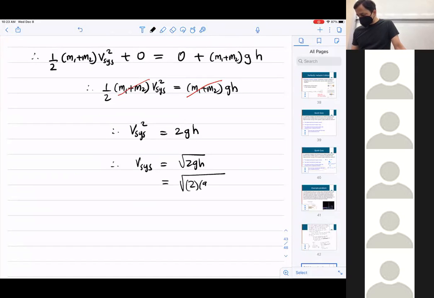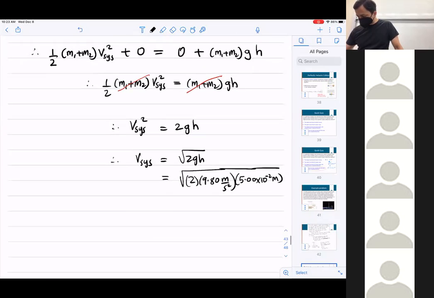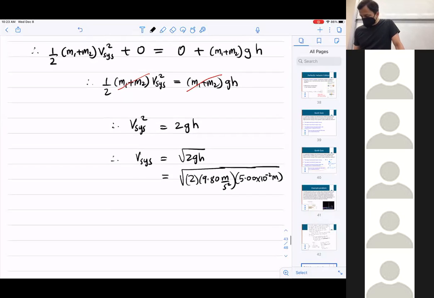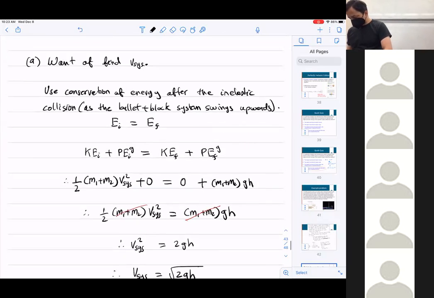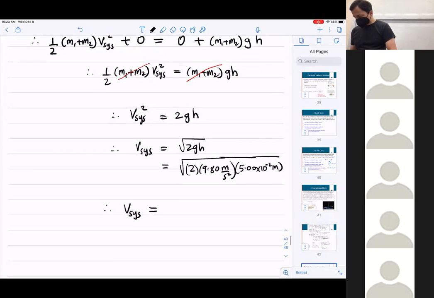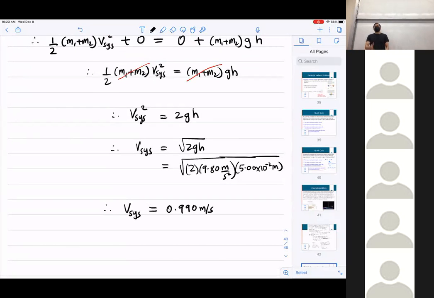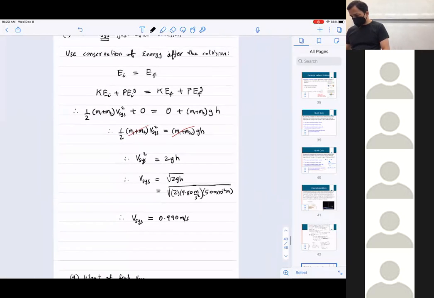Square root of 2 times 9.80 meters per second squared times the height, which was, I think, 5 times 10 to the minus 2 meters. Is that correct? Yes. And if you plug that in, you get that v system is equal to 0.990. So by seeing how high the thing went, we have figured out what must have been the initial velocity of the bullet plus block system just after the bullet hit it. And we use the conservation of energy.